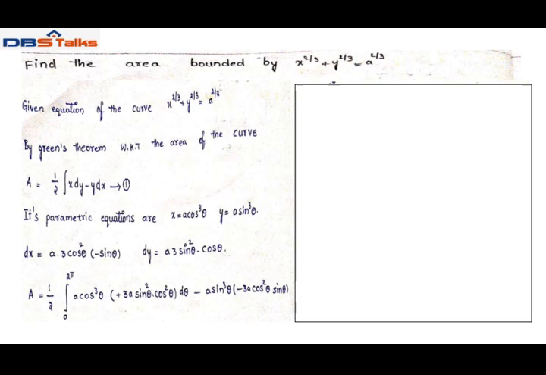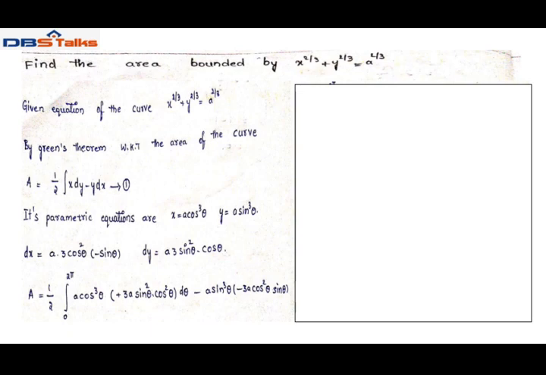So, the solution. The given equation of the curve is x^(2/3) + y^(2/3) = a^(2/3). By Green's theorem, we know that the area of the curve, the proof of the theorem having already been done, is A = 1/2 ∮ (x dy − y dx). Call this equation 1.